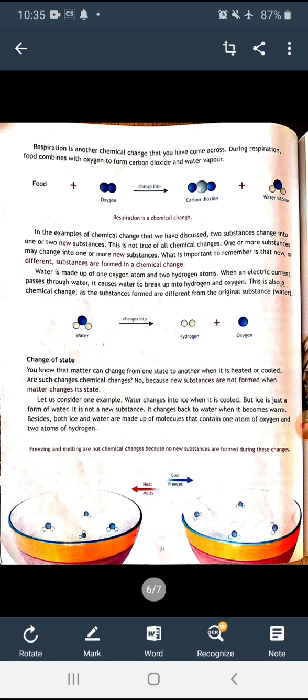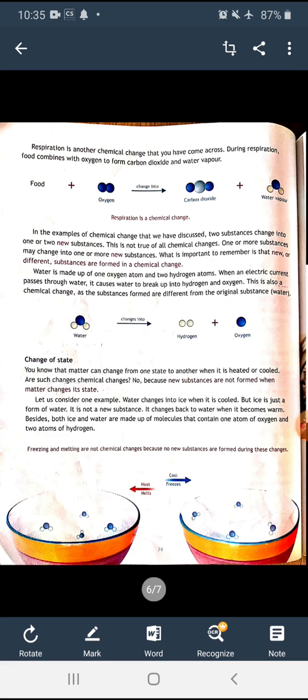So water is made up of one oxygen atom and two hydrogen atoms. When an electric current passes through the water, it causes water to break up into hydrogen and oxygen. So this is also a chemical change, as the substances formed are different from the original substance, that is water. So water is made up of one oxygen and two hydrogen atoms, and when an electric current passes through water, what will happen? It causes water to break up into hydrogen and oxygen. And this is also a chemical change.